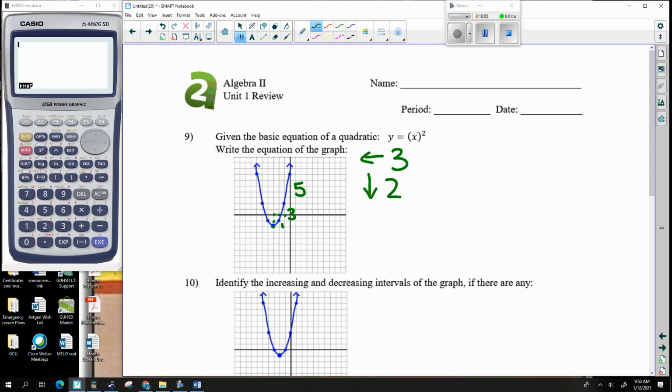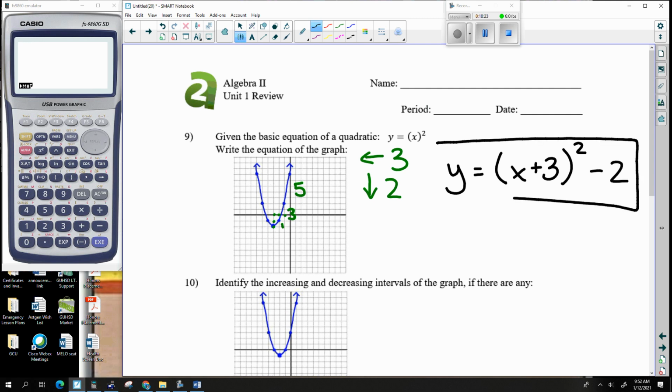All right, so I have to move this equation left 3 and down 2. So left 3 is an x. You'd think that it's a minus, but the x's lie. So that would be a plus 3. Down 2 is an outside minus 2. So that's left 3, down 2.